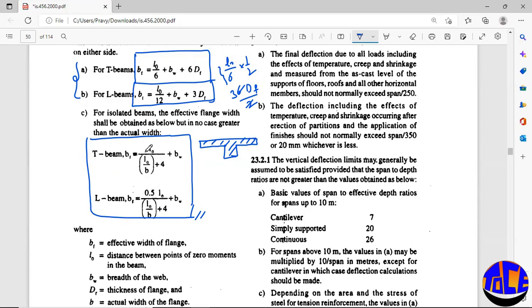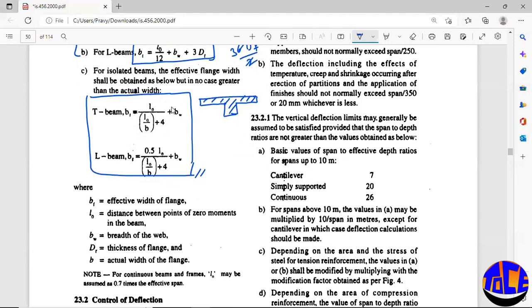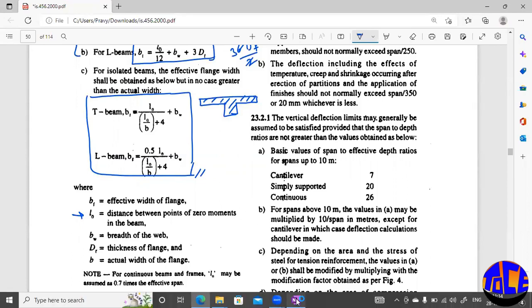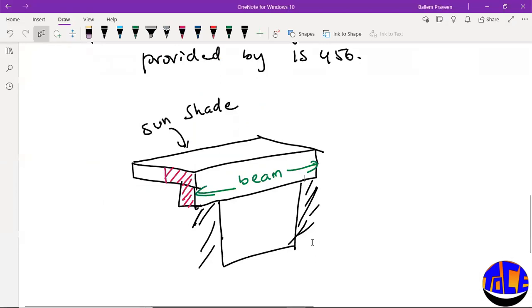So for isolated T beams, these two formulas you have to use to find the effective width of the flange. Here BW is the width of the web, DF is the depth of the flange, and the unknown term is L0. So what is L0? L0 is the distance between points of zero moments in the beam.